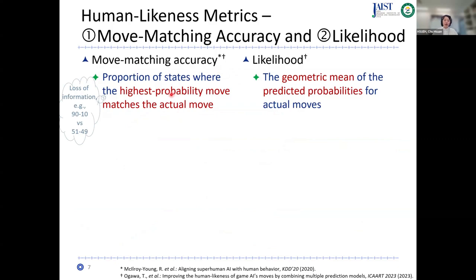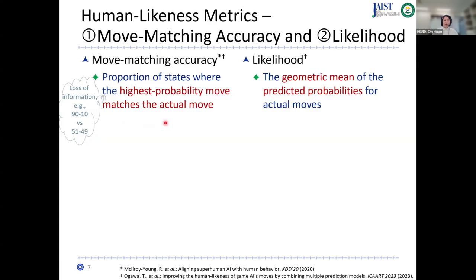However, by taking the highest probability move, which means we do the argmax, it loses some information. Assuming that we have two moves, and model A predicts 90 to 10 for these two moves, and model B predicts 51 to 49 for the same two moves. By taking the argmax, they're going to play the same move, the first one, but actually the probability differs a lot.